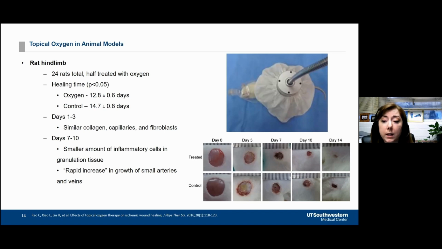However, when you get to days 7 and 10, in that range, in the wounds that were treated with oxygen, there was a smaller amount of inflammatory cells within that granulation tissue. And their words are a rapid increase in the growth of small arteries and veins, which is great. So you can see on day 14, the wound is already healed within the treatment on the top, and then the wound is still open on the bottom, which is the one without oxygen.